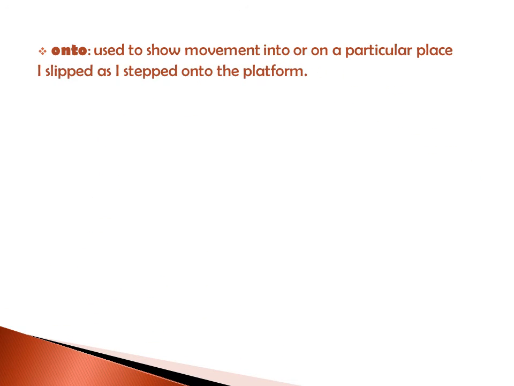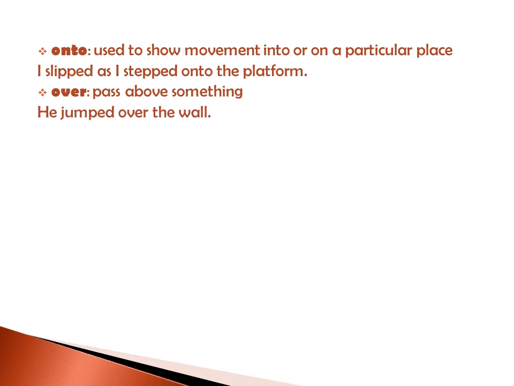Onto: used to show movement into or on a particular place. Example sentence: I slipped as I stepped onto the platform. Over: pass above something. He jumped over the wall.